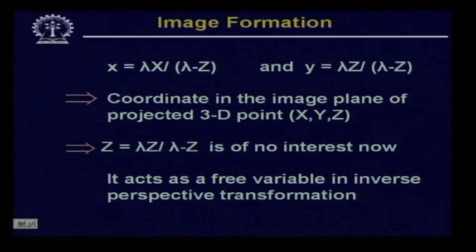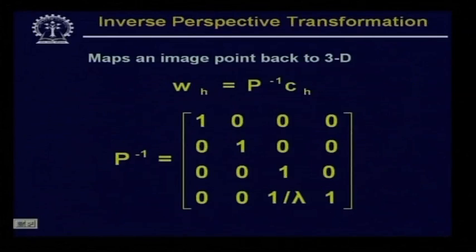As we said, the other value, that is the z coordinate in the image plane, is of no importance at this particular moment. But we will see later, when we talk about the inverse perspective transformation, when we try to map an image point to the corresponding 3D point in the 3D world, that we will make use of this coordinate z in the image plane as a free variable. So, now let us see what the corresponding inverse perspective transformation is.